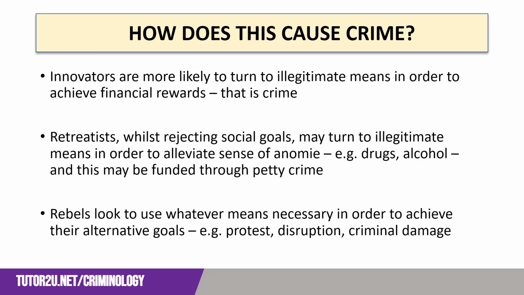But how do these adaptations cause crime? Merton argued that innovators are likely to adopt illegitimate means of achieving financial success. Now, that is by committing crimes with a financial motive, fraud, theft, even white-collar and corporate crimes.